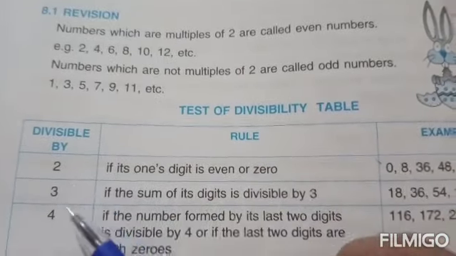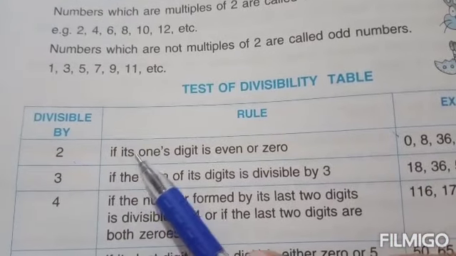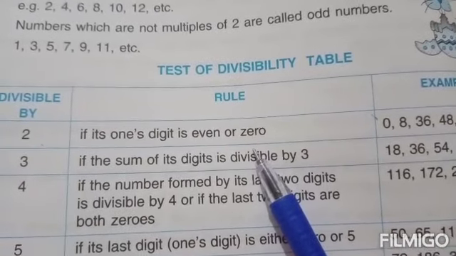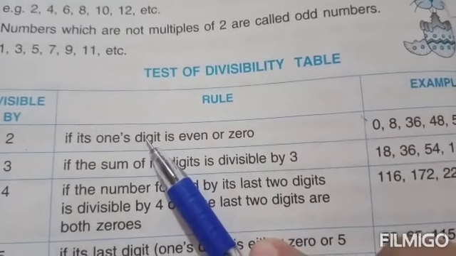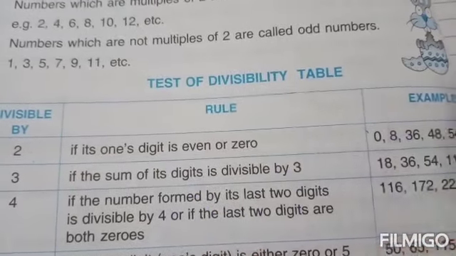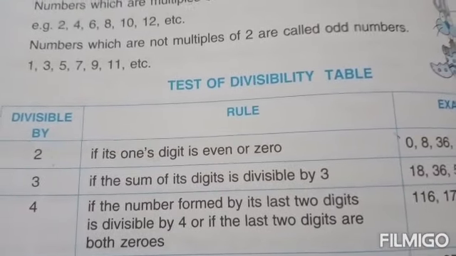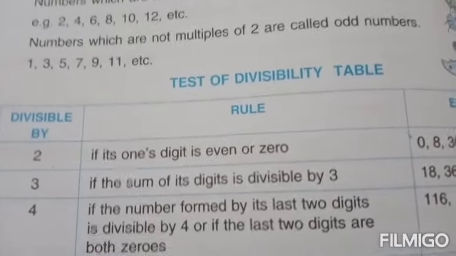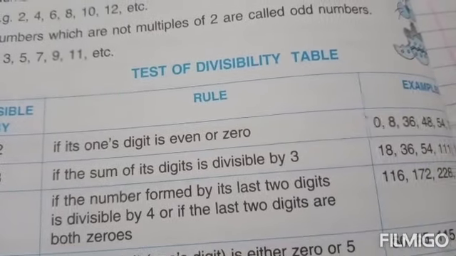A number is divisible by 2 if its ones digit is even or 0. So if you are given a number, you have to look at its ones digit, that is, the ones place digit. If it is even or 0, that is, if it is 2, 4, 6, 8 or 0, these are even digits, then we can say that number is divisible by 2.